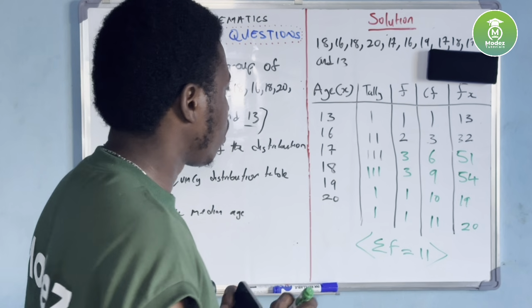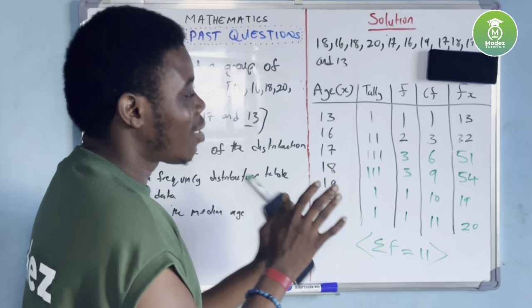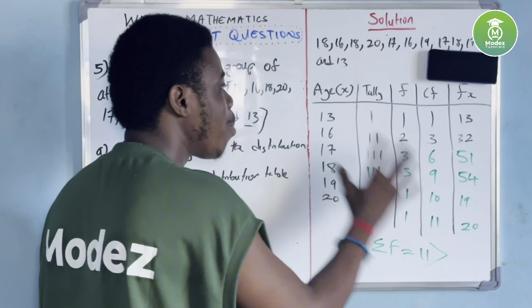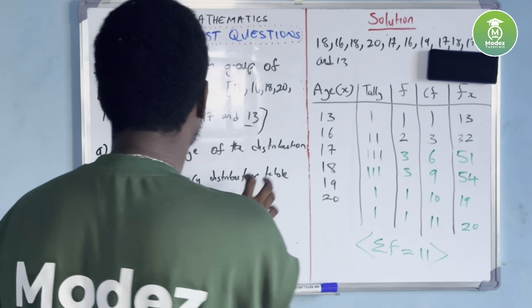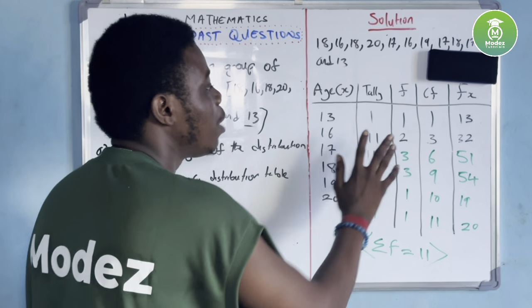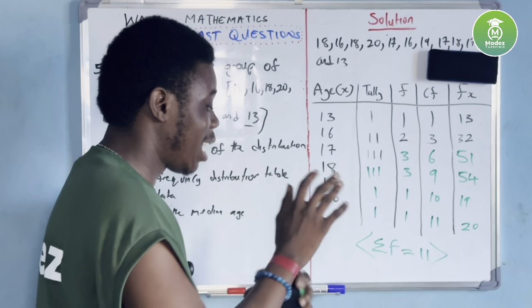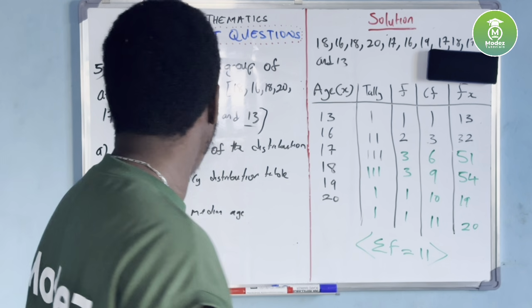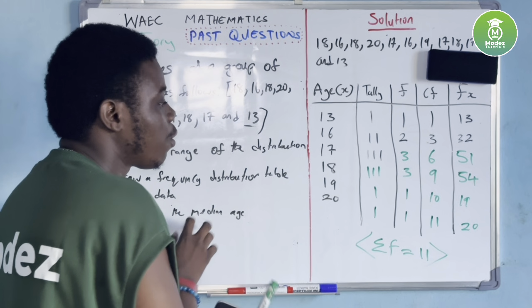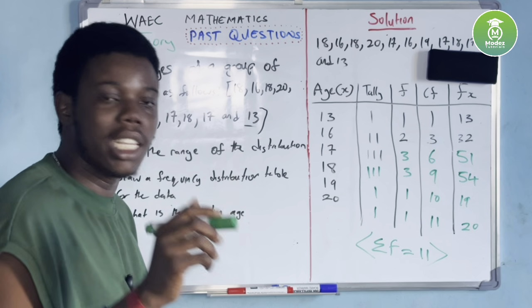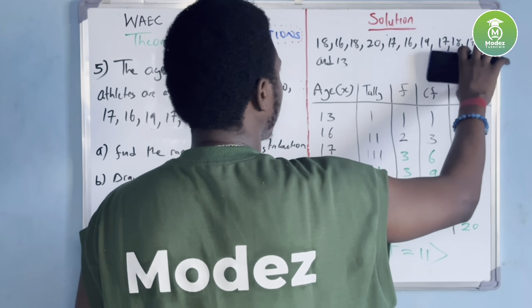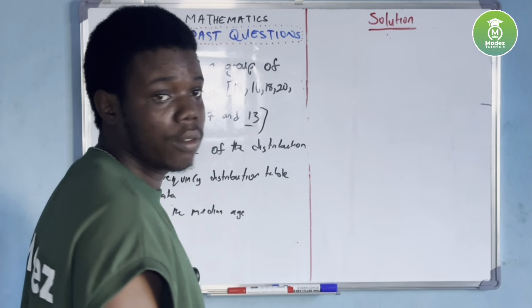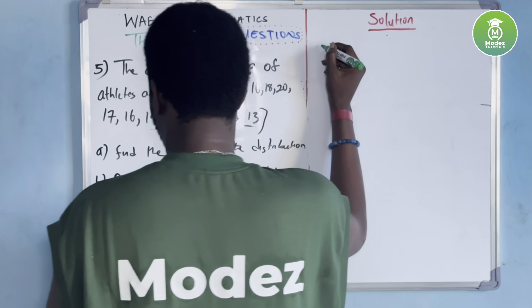Do you get it? Now what we have just done is draw a complete distribution table for this data. We have to be able to distribute the data clearly and interpret it also. Now the next thing is we need to find the median age. Let's do that. So find the median age.